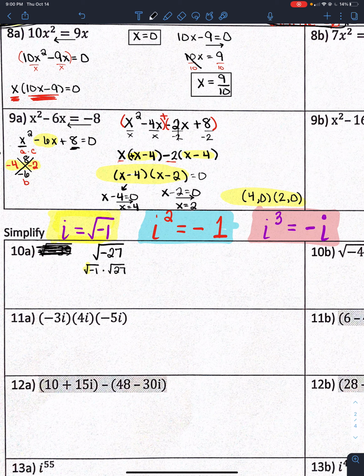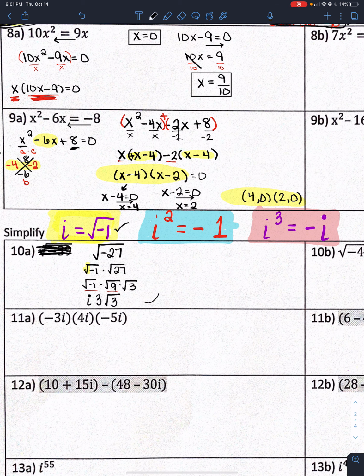27 can still be broken up, so I have -1 times radical 9 times radical 3. Okay. When I look at this, I can see that this one here is a perfect square. This one here has a negative under the radical. Okay, so a negative under the radical is always going to be i. Okay. Square root of 9 is 3. And then there is no square root to radical 3, so that just stays under radical 3.